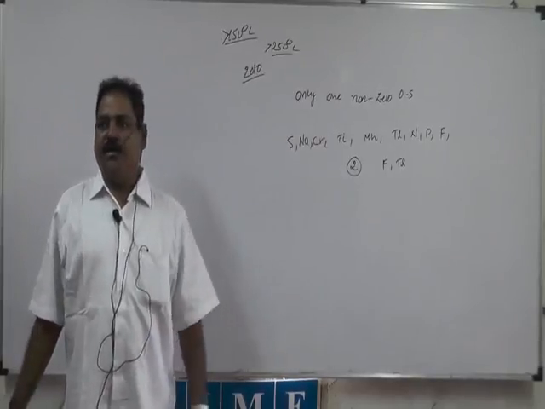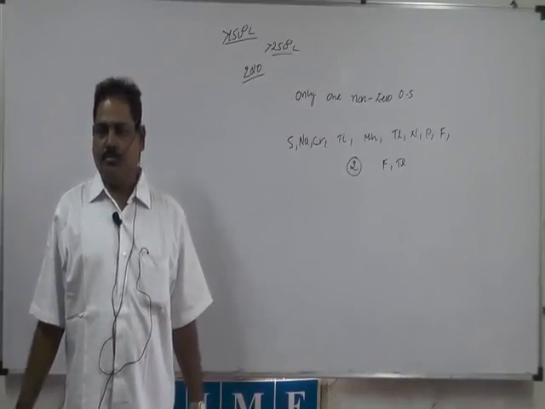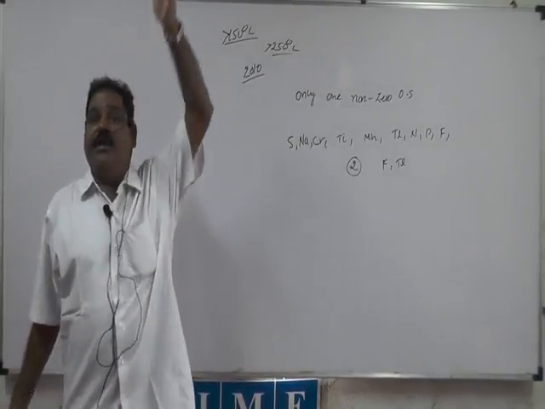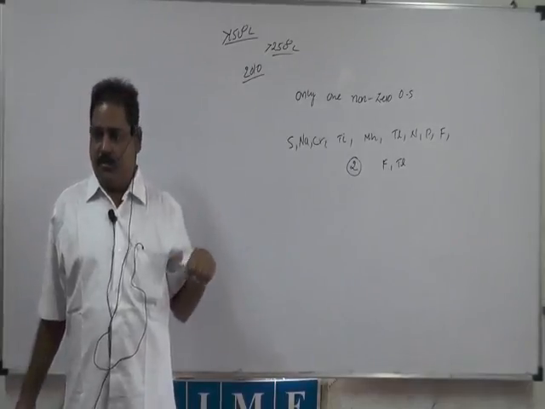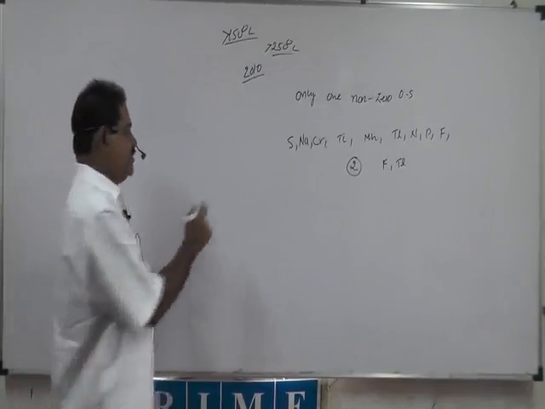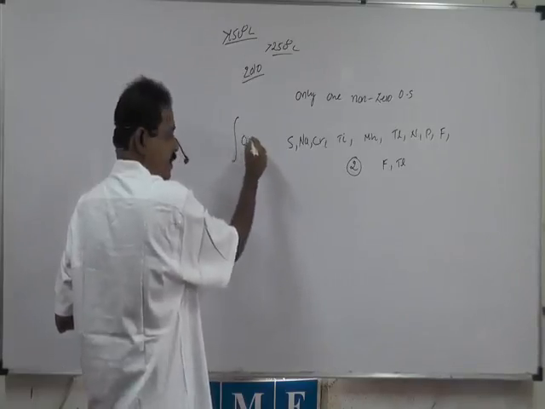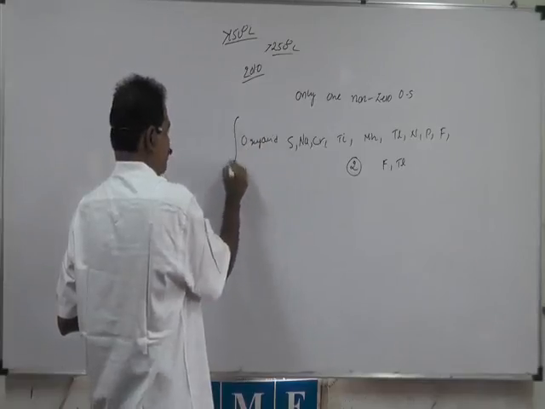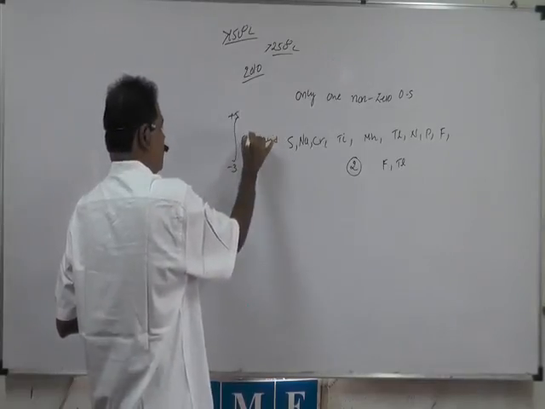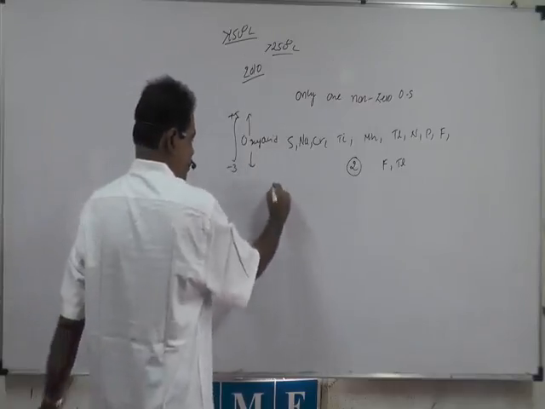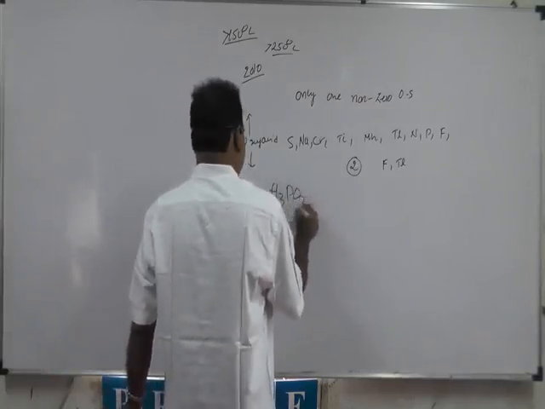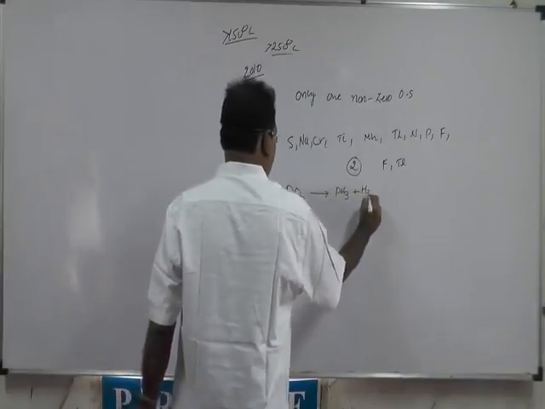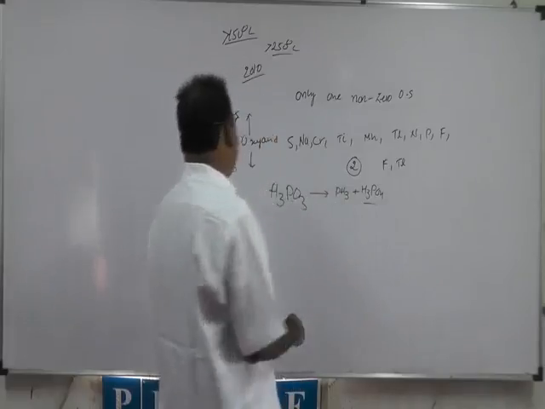H3PO3 and heating, what will you get? God knows. Fortunately, NCERT has given a very great statement. What is that? Oxyacids of phosphorus in intermediate oxidation state, between minus 3 and plus 5, they give the maximum and minimum. So, H3PO3 on heating, this is a statement from NCERT. You get PH3 the minimum and H3PO4 the maximum. Otherwise, I will never know the answer.